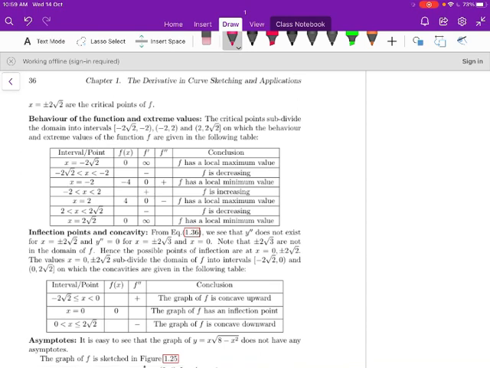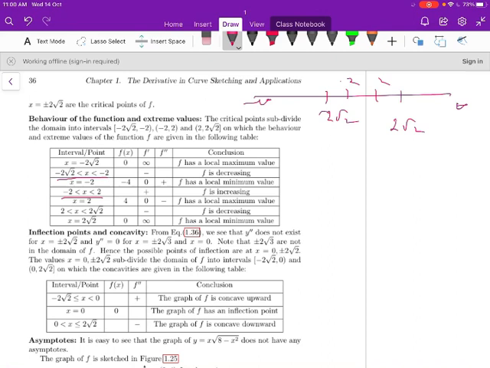Find the behavior of the function and extreme values. So the domain of the given function is minus 2 root 2 to plus 2 root 2, and we divide the domain interval into what? Minus 2 root 2 to minus 2, minus 2 to plus 2, and 2 to 2 root 2. So we can divide the subintervals: minus 2 root 2 to minus 2, minus 2 to plus 2, and plus 2 to 2 root 2.